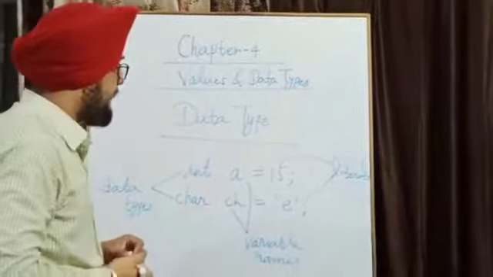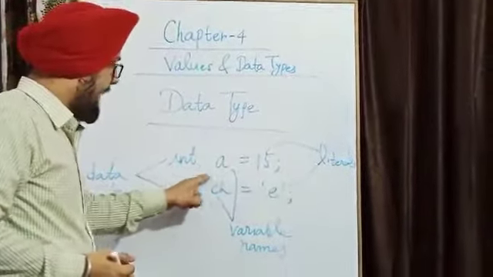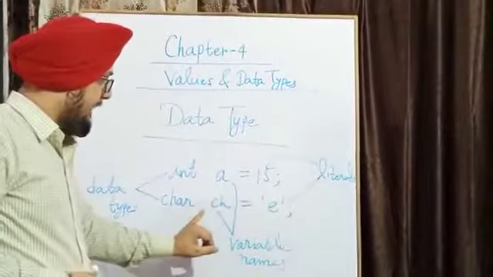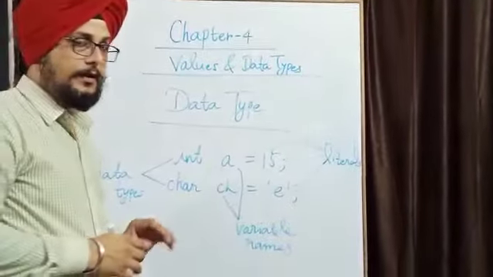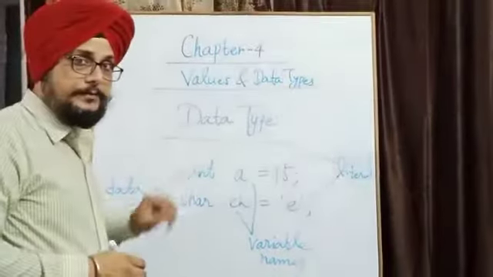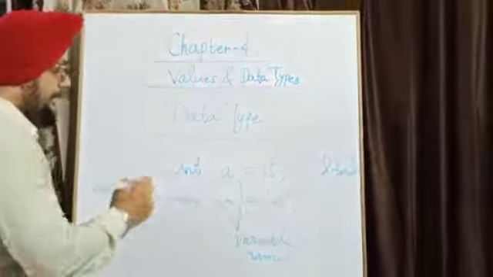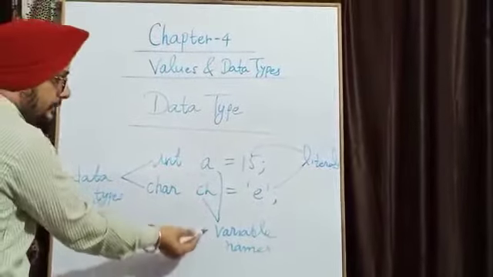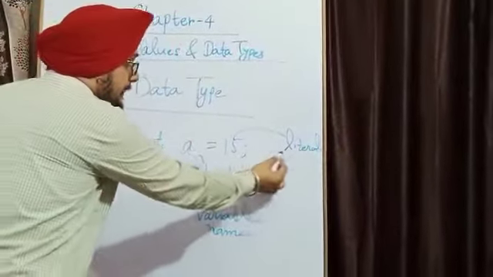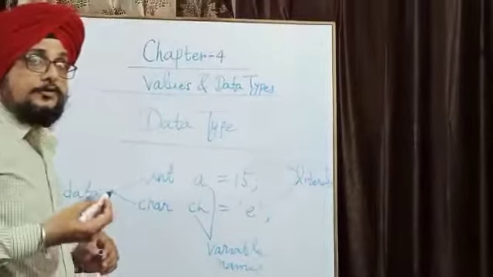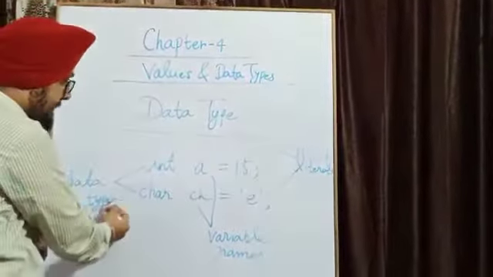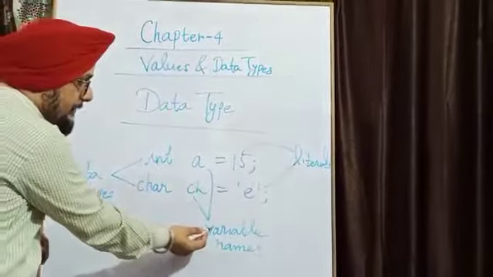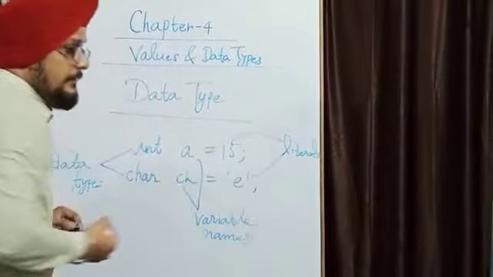So I have written here int a equal to 15, char ch equal to e. What is the meaning of these two statements? So see, here three things we are using in each statement. Int is the data type, a is the variable name, and 15 is the literal. Also, this char is the data type, ch is the variable name, and e is the literal.